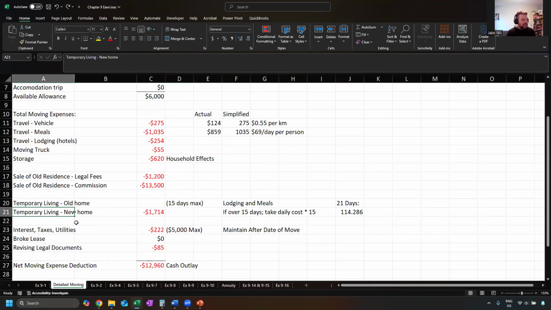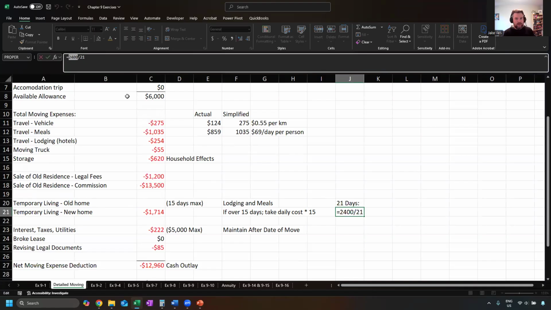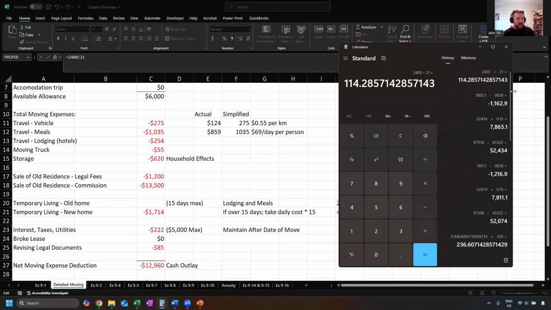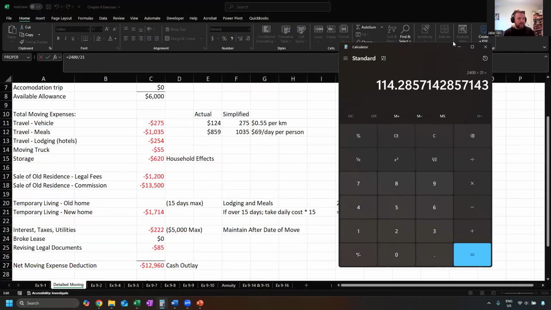And we have our temporary living. Our new place wasn't quite ready for us, so we had to stay somewhere. We'll pick whether we stayed close to home or at the new home. Let's say we stayed close to the new home for 21 days. Our total expenses, let's say we paid $2,400 for lodging and meals during that time. So we'll divide 2,400 by the number of days, 21. That's $114.29.